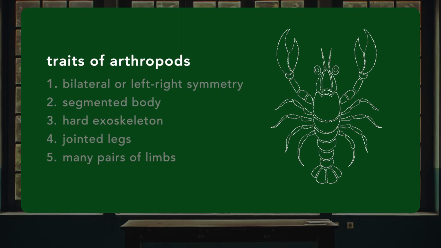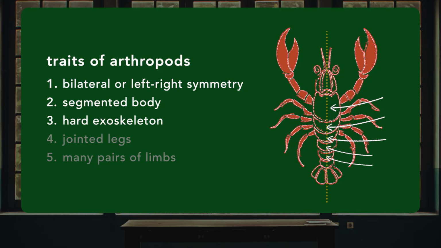Here are some distinguishing traits of the arthropods, whether or not they're parasitic. They have bilateral or left-right symmetry, a segmented body, a hard exoskeleton. Their legs are jointed, and that's actually what the name means. Arthropoda means jointed leg. And they have many pairs of limbs. So now we've moved from things that are wormy into things that have legs, different kinds of creepy crawlies.